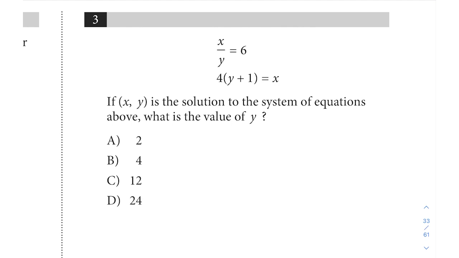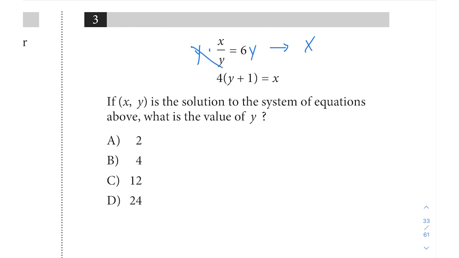So here we see two equations, and it says if xy is the solution to the system of equations above, what is the value of y? So this looks a little bit more funky than a typical system of equations. Let's see if we could rewrite this so that it looks a little bit easier to work with for each step.